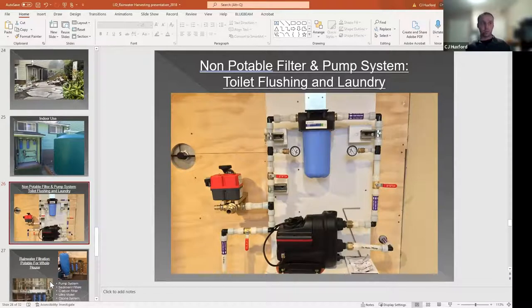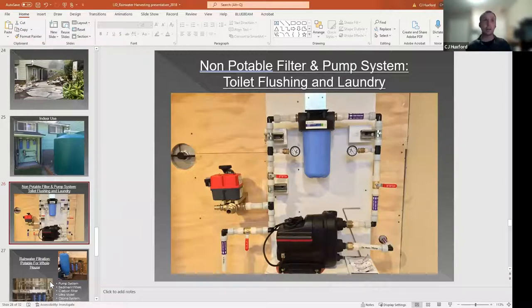So like a non-potable system or a pump system, if you were to have a rain catchment and you wanted to use it indoors for toilet flushing, the non-potable uses indoors, that makes it very simple. You need a setup just like it's pictured here, where you have a small sediment filter and a small booster pump. You can use it to flush toilets and do laundry.